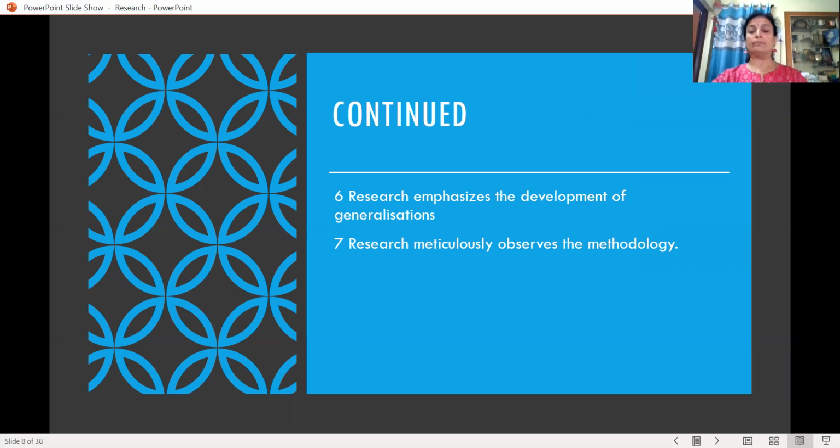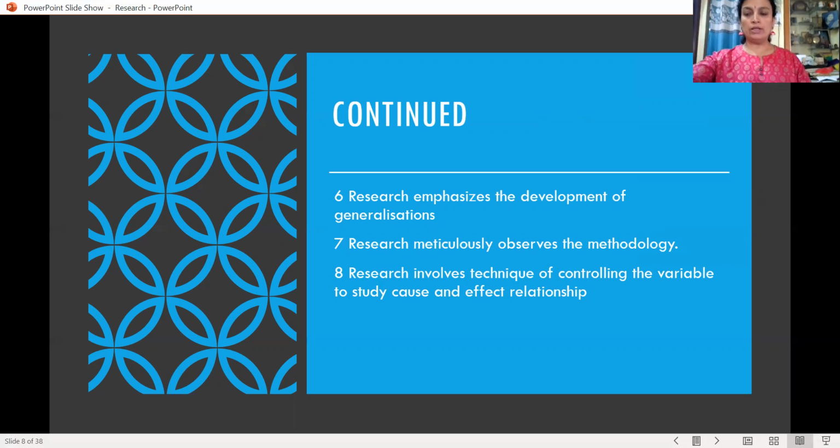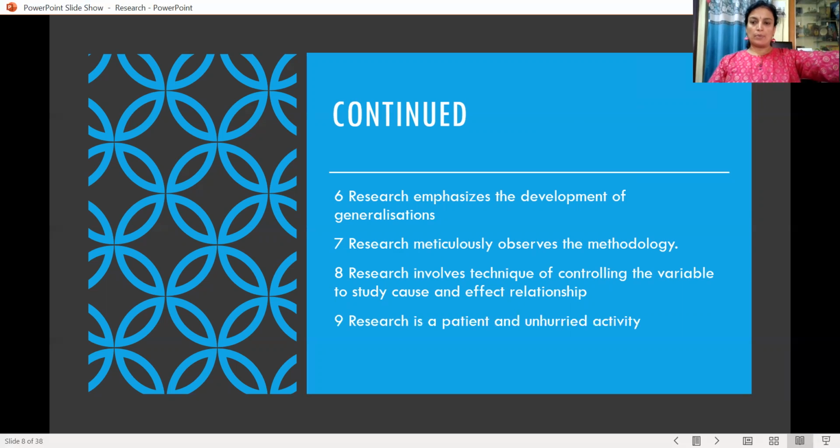So that is the research involves techniques of controlling the variable to study cause and effect relationship. Here we are interested in knowing the causes of the variables, why it acts so, what is the cause for it. And at the same time, we are interested in knowing the effect of the observation also. Cause and effect, the reasons for the variable and the effect, what happens if it does like this.